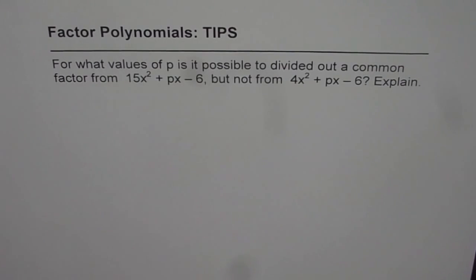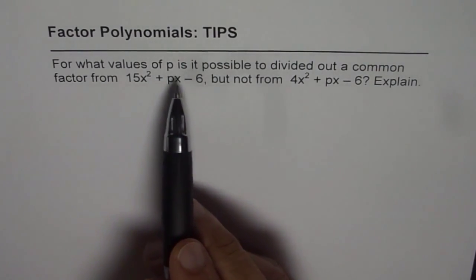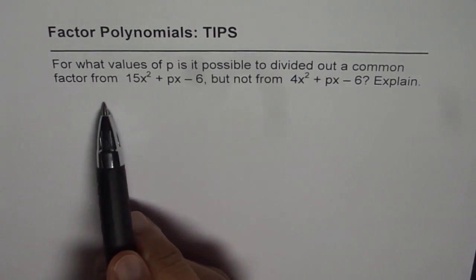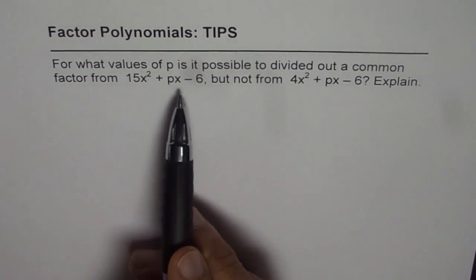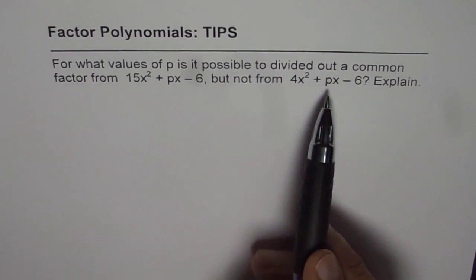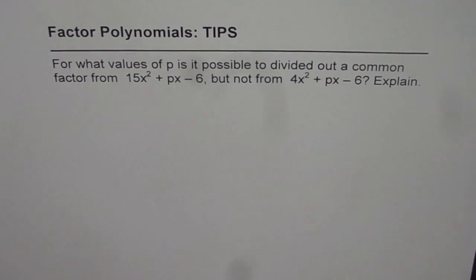Factor polynomials. Here is a thinking and problem solving question. For what value of p is it possible to divide out a common factor from 15x squared plus px minus 6 but not from 4x squared plus px minus 6? Explain. So I'd like you to pause the video, copy the question and then answer.